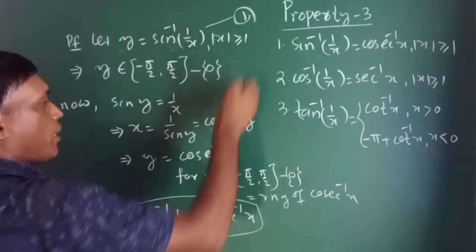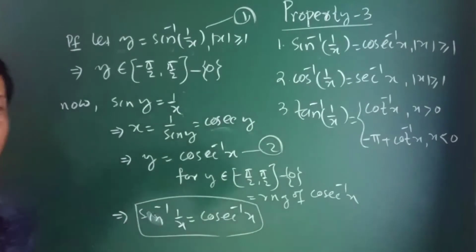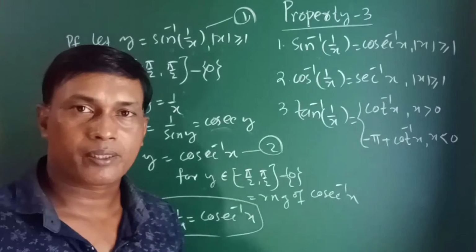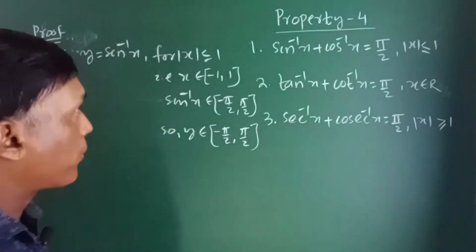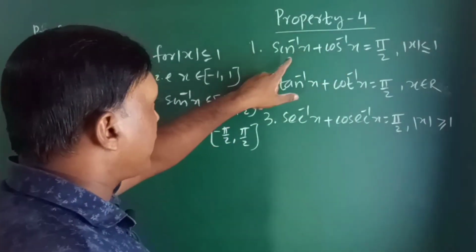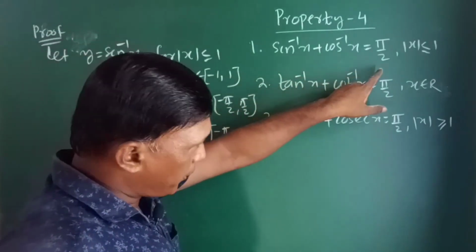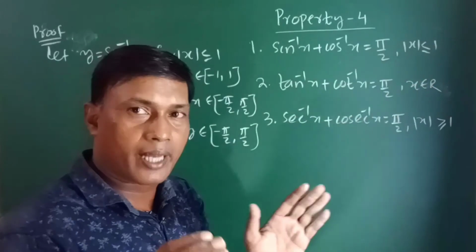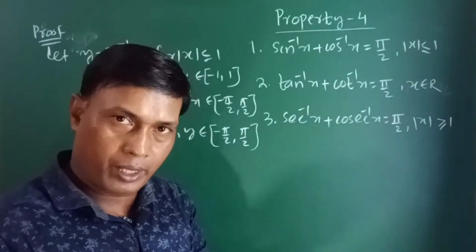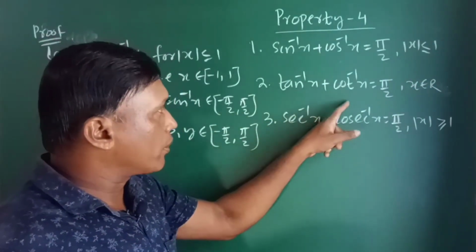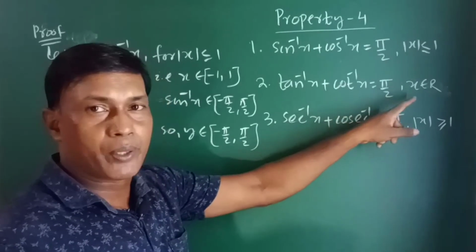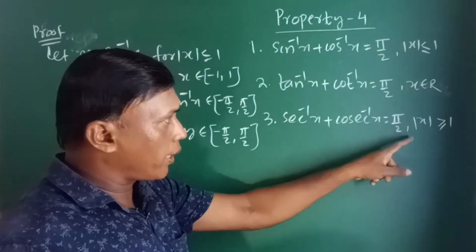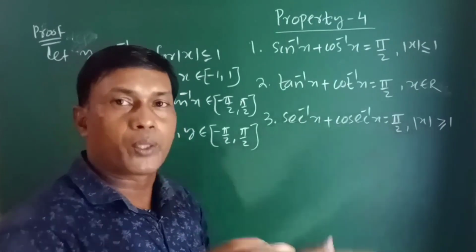This is equation 1 and this is equation 2. From these two equations, sin inverse 1 by x is equal to cosec inverse x. Another property is property 4. Sin inverse x plus cos inverse x is equal to pi by 2 for modulus of x less than or equal to 1. That means x lies in the closed interval minus 1 to 1. Tan inverse x plus cot inverse x is equal to pi by 2, x belongs to R. Sec inverse x plus cosec inverse x is equal to pi by 2, where modulus of x is greater than or equal to 1.